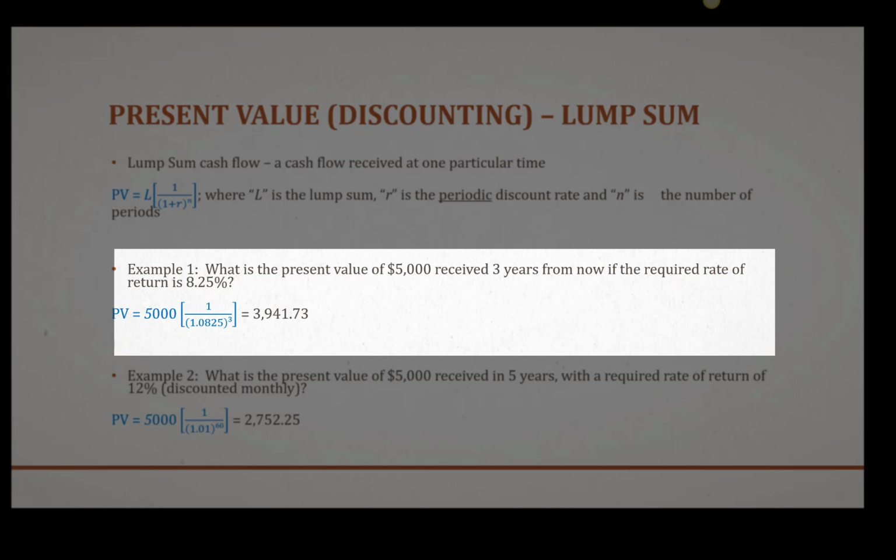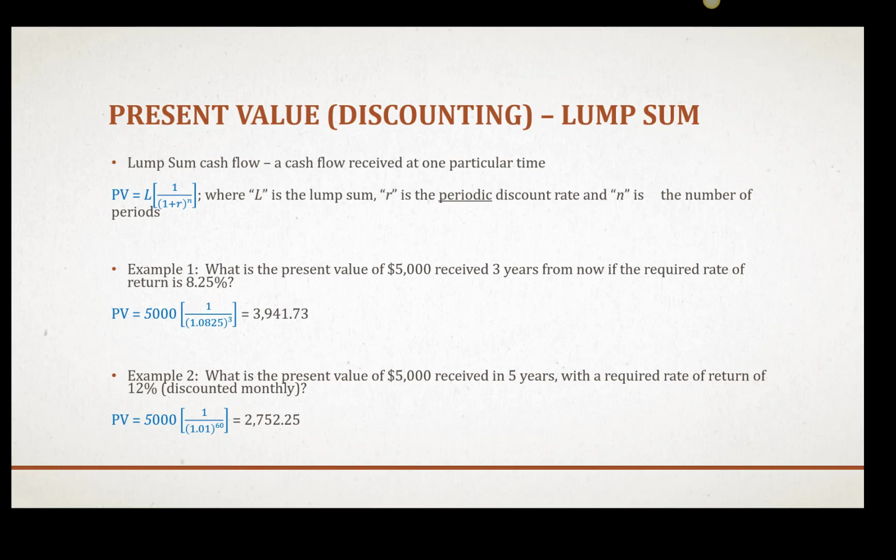What is the present value of $5,000 received 3 years from now if the required rate of return is 8.25%? So our lump sum is $5,000, and then we're going to divide that by 1 plus the interest rate, 1 plus the r, which in this case is 8.25%, and then raise that to the number of periods. In this case, everything is years, so I'll raise that to the third power. We do that calculation, we get $3,941.73.